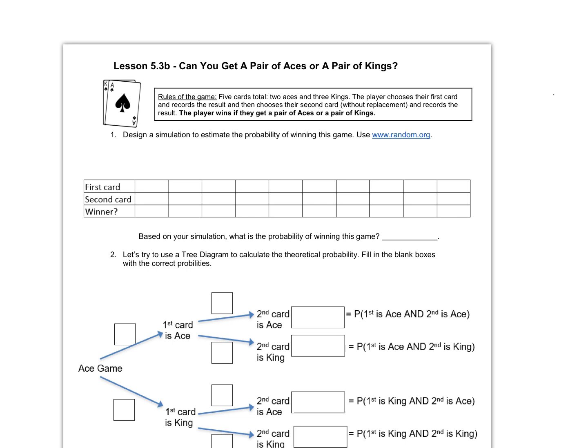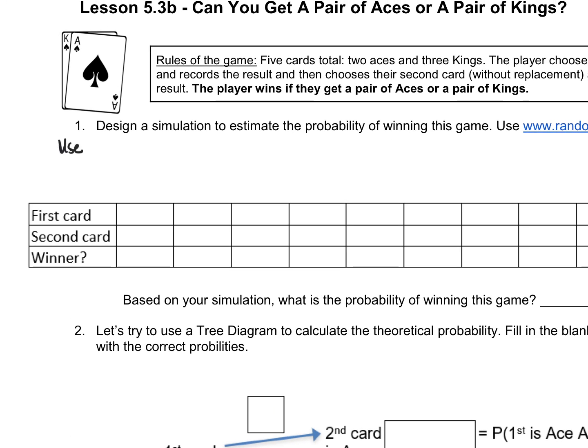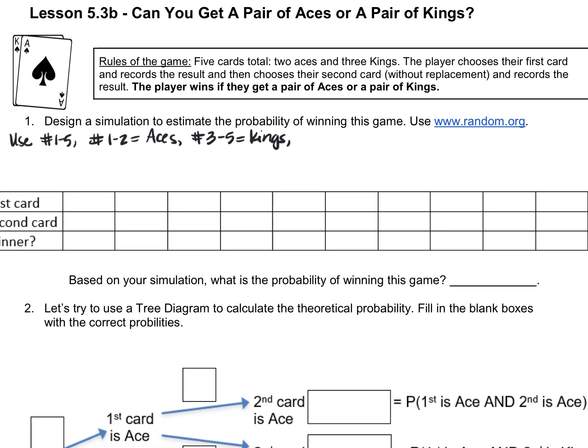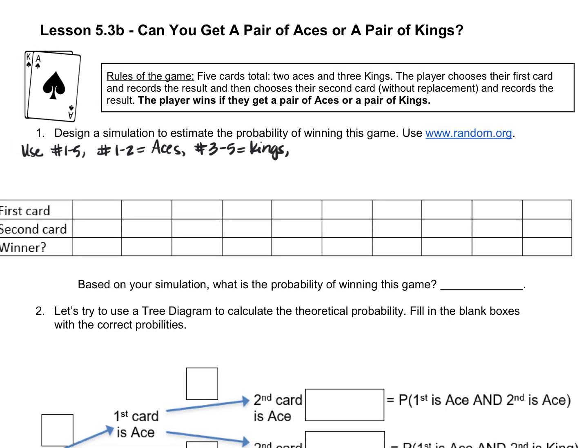All right, so of the 5, we need to assign what they are. How many of them are aces? 2. So we're going to use numbers 1 through 5. Numbers 1 and 2 will be aces. That means that 3 through 5 would be what? Kings. All right. Now, we're going to use the random number generator to select 2 numbers.